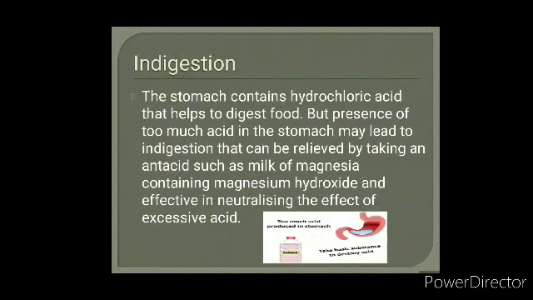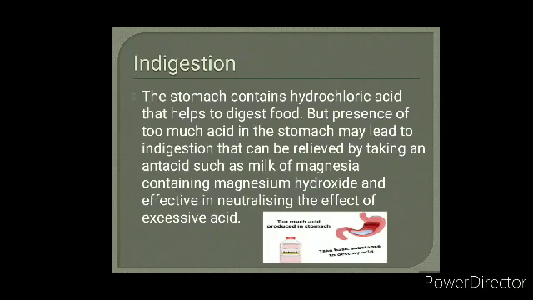Everyone must have sometimes felt stomach pain due to indigestion. What happens when indigestion happens? How does indigestion happen? Our stomach contains hydrochloric acid. It helps us to digest food, as you have learnt in biology. But when too much acid is released in our stomach, it causes indigestion.